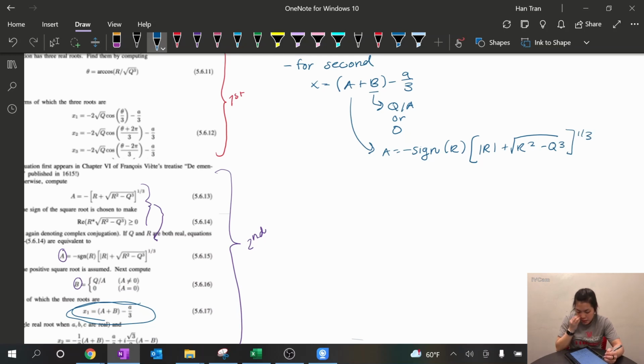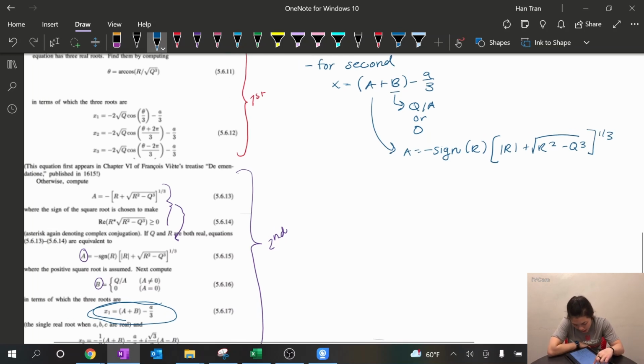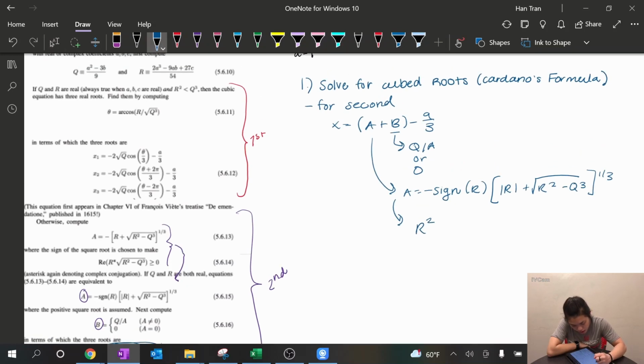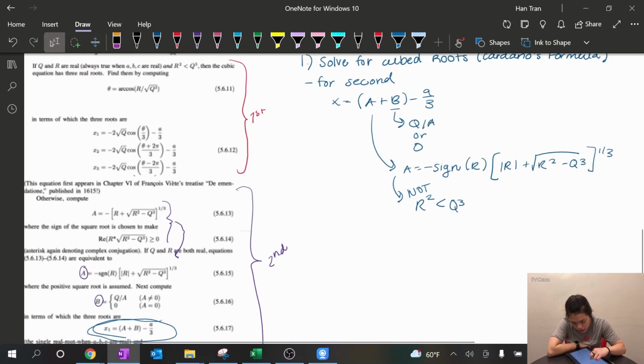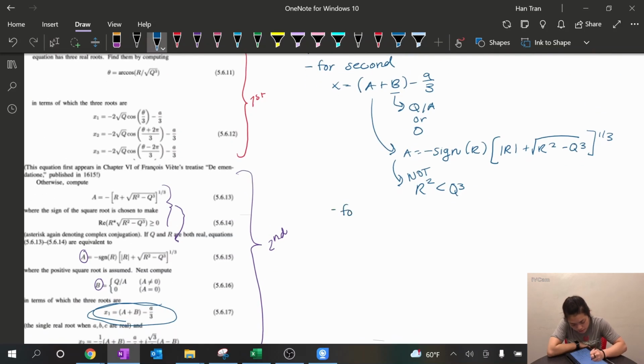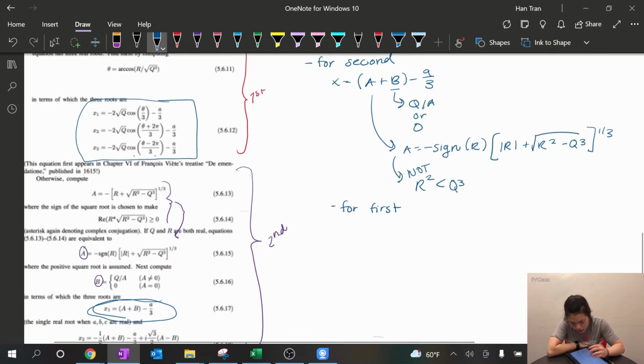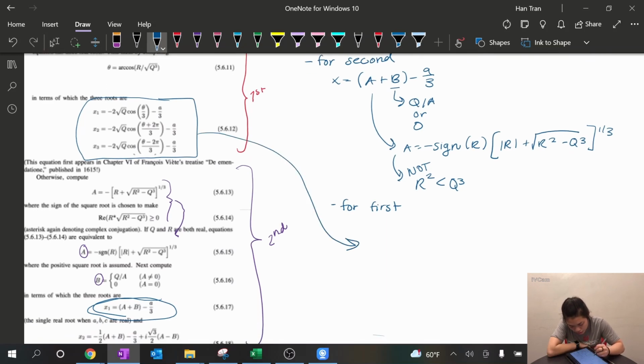And how we go about defining that is if r squared is not less than q cubed. So that's for the second option that we have in Cardano's formula. For the first option, we have these formulas for the cubed roots. I'm not going to write those out, but that would be what we do first.